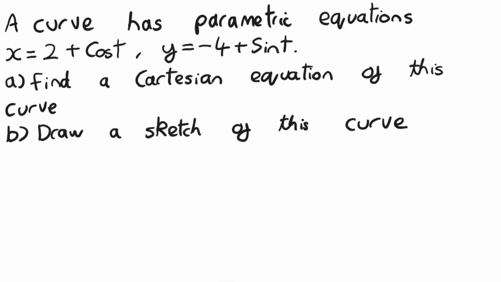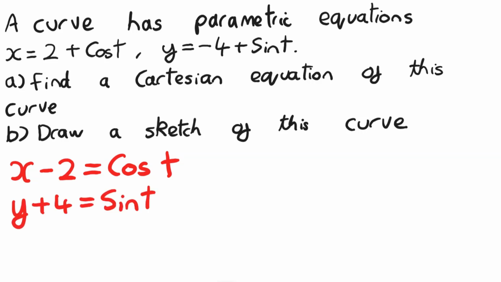So if we look at these parametric equations, we're going to start with this x one here, so x is equal to 2 plus cos t, and we're going to move this 2 onto the other side, so we get that x minus 2 is equal to cos t. And then if we look at the y parametric equation, if we move this minus 4 onto the other side, we get that y plus 4 is equal to sin t. So we've made cos t and sin t the subject here.